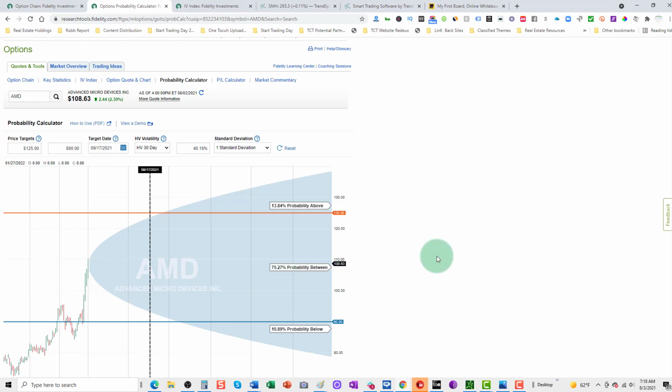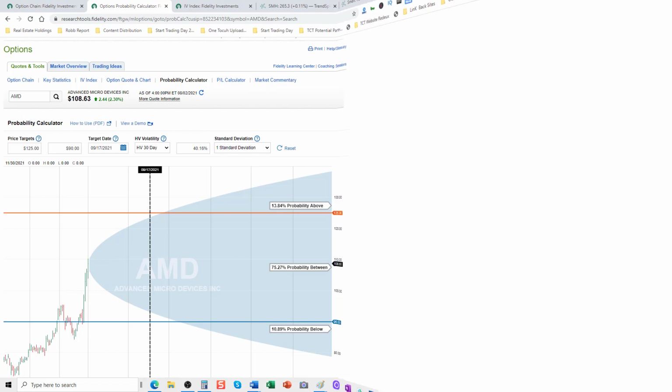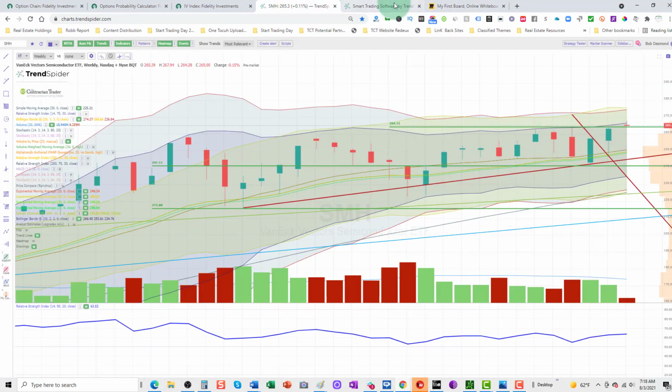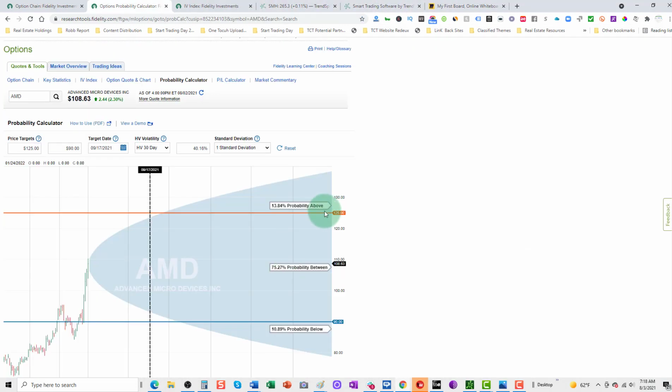Now, what we want to also do before we enter this trade, because this looks all pretty, it looks like, wow, how can you not make money on this trade using the probability calculator? Well, you need to worry about binary events, as I note here. What's a binary event? Well, it could be as easy as earnings. Earnings could send the shares skyrocketing up through our resistance level, our call side level at 125. So we need to know, has AMD already reported earnings, or is this going to act as a headwind for us in the near future, causing us to potentially lose our shirt, either to the upside or to the downside?